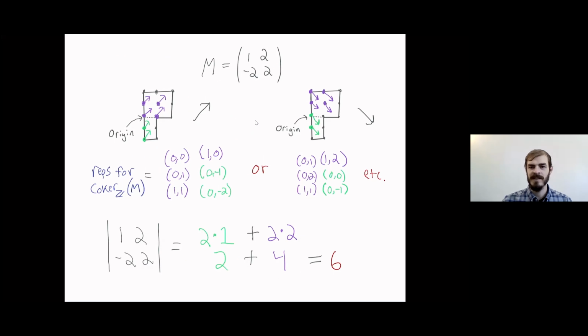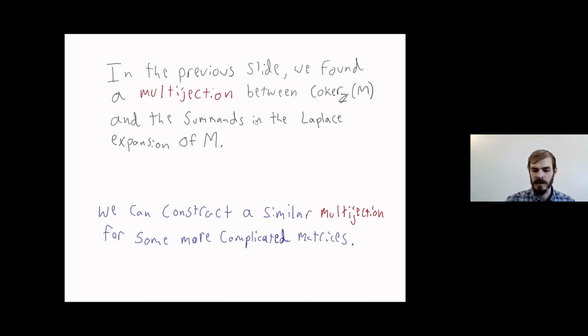So this is a way of getting a set of representatives where we have 2 associated with the smaller piece and 4 associated with the larger one. And it might change based on our direction vector, but we're always going to get 2 for one and 4 for the other, exactly matching this 2 and 4 from down here. And in general, this is what I'm going to call a multi-ejection.